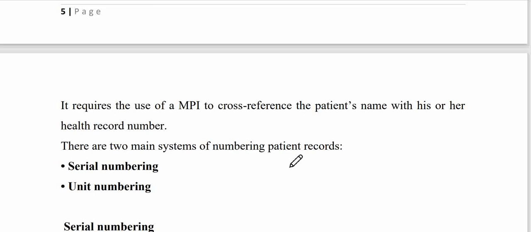Okay, so apart from giving the patient a unique number, numerical identification also requires the use of a master patient index. You need a master patient index for the cross-reference.